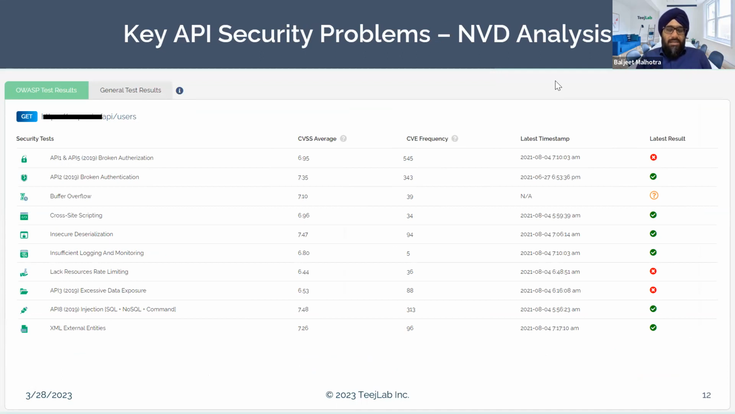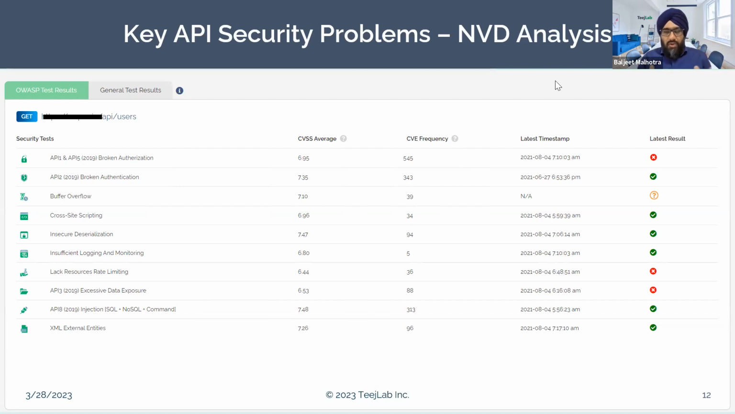Now, you must ask this question: NVD does not only have API specific issues, right? They have all kinds of vulnerabilities being reported. So what we did was, through various NLP techniques, as you know, when a vulnerability is reported, there is a description, and a lot of other metadata that is available. So we applied different NLP and data mining techniques to mine this data to identify specific API problems.